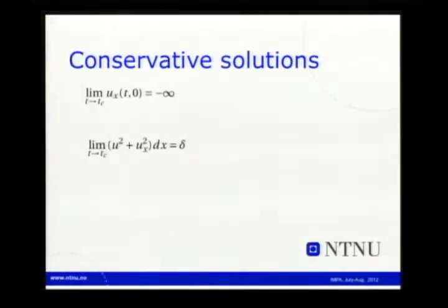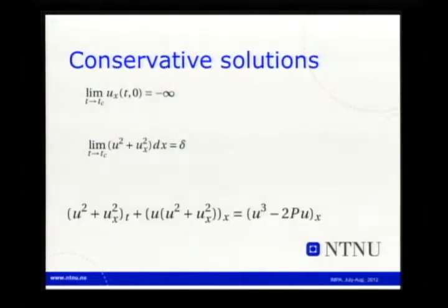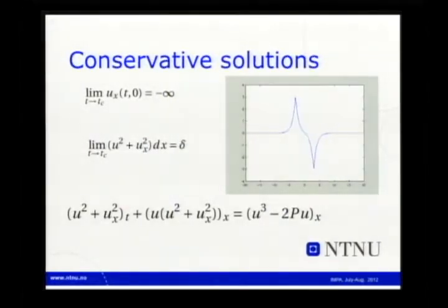So for the conservative solution, we have seen that the derivative goes to infinity, and the energy goes to a delta. And one can derive formally a conservation law for the energy that is satisfied by this equation. So here is the conservative one, zero, and then it comes out.